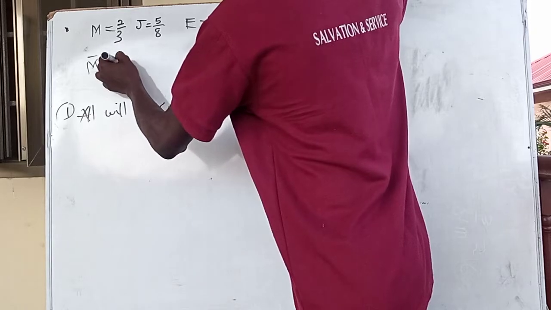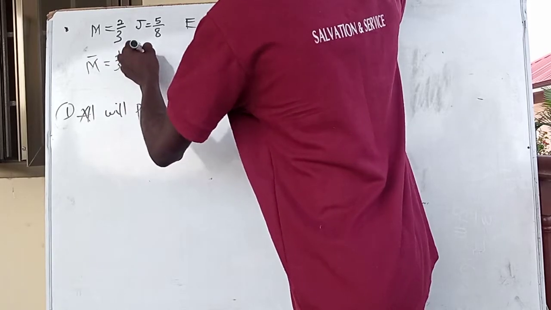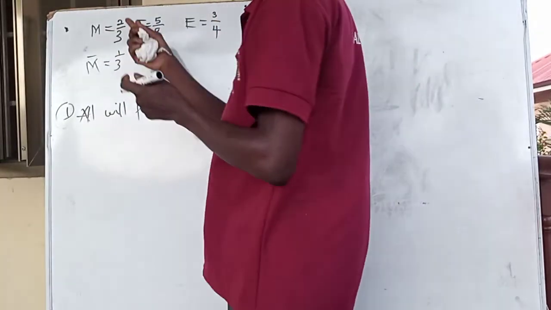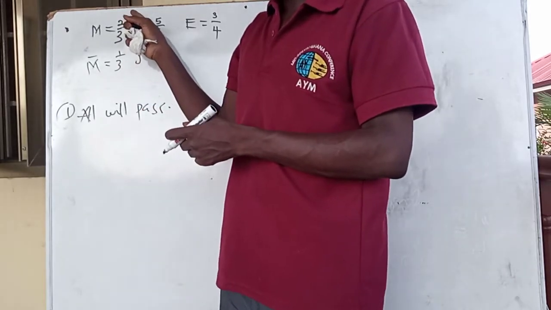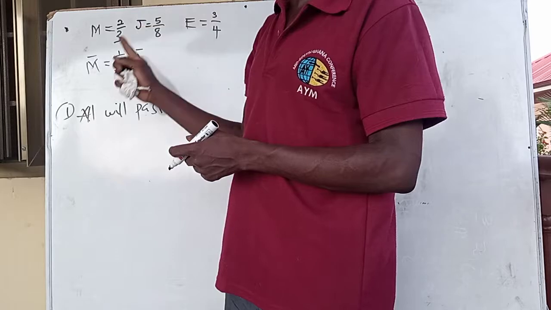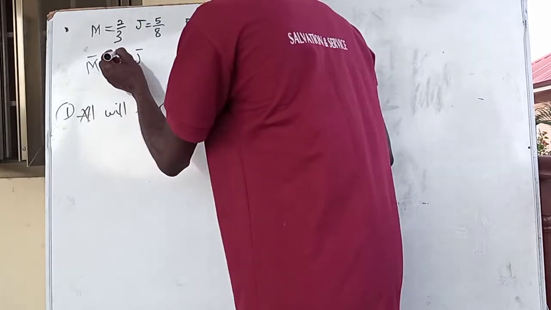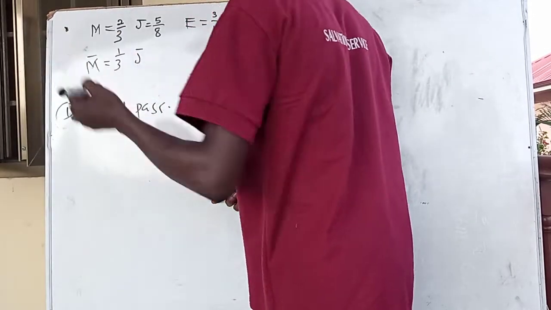1/3. Good. The probability that Manful will pass is 2/3. So what must be added to these 2 on top in order to get the 1 below? Just 1. That's why you are writing 1/3. So if you are confused, that's the reason.